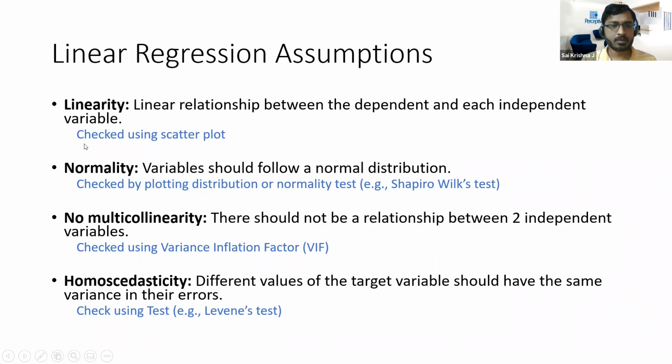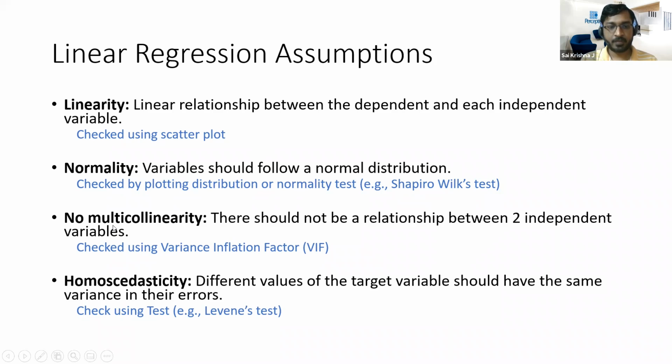Okay, and the next assumption is the normality assumption. That is where we say variables should follow a normal distribution. By normal distribution, what I mean is it's also called a Gaussian distribution or a bell curve distribution. This is done by plotting the distribution. You can visually plot the distribution of each variable and see whether it is normal, or there are also certain statistical tests that you can perform. For example, there is this test called the Shapiro-Wilk test for normality. You can do that, and that will tell you whether your data follows a normal distribution.